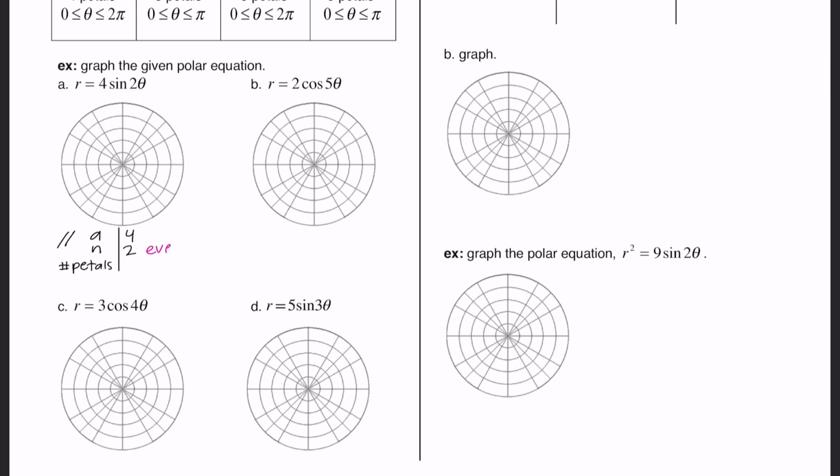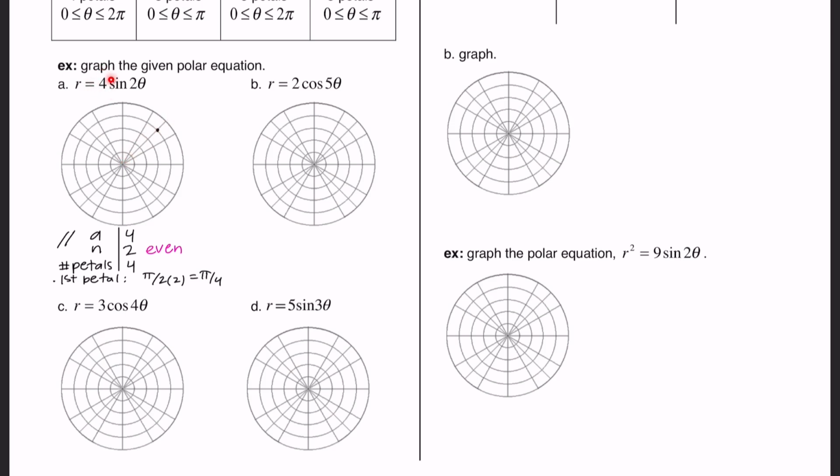2 is an even number, so therefore the number of petals is going to be 2 times 2, which is 4. We're going to look at this equation. It says sine. So to find where the first petal starts, we're going to use the formula pi over 2n. So I wrote first petal, and it starts at pi over 2 times n. N is 2, so then you get pi over 4. So the first petal starts at pi over 4, so that's right here.